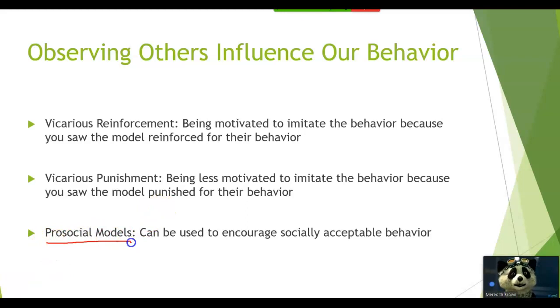So they can look up to that person and say, wow, this is what this person's doing. This is really helpful to me. All right. So vicarious reinforcement, again, motivated by seeing the person's behaviors being reinforced, so you're more likely to do it. Vicarious punishment, they're being punished, you're less likely to do it. And pro-social models are used to encourage socially acceptable behaviors.